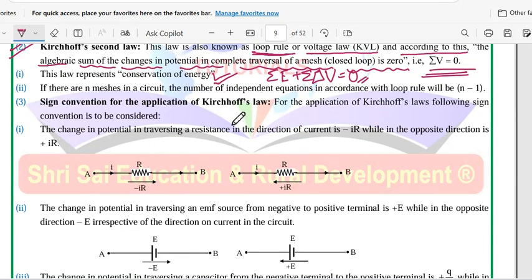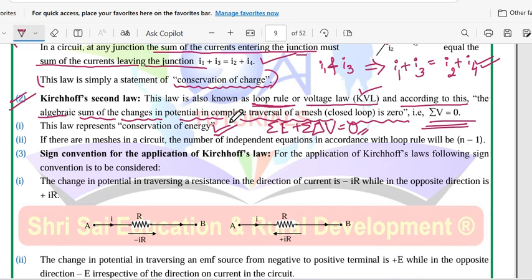So why will it be conserved here? Because the voltages towards the junction will always be equal to the voltages moving away from that junction. So this is called Kirchhoff's second law, where conservation of energy takes place.